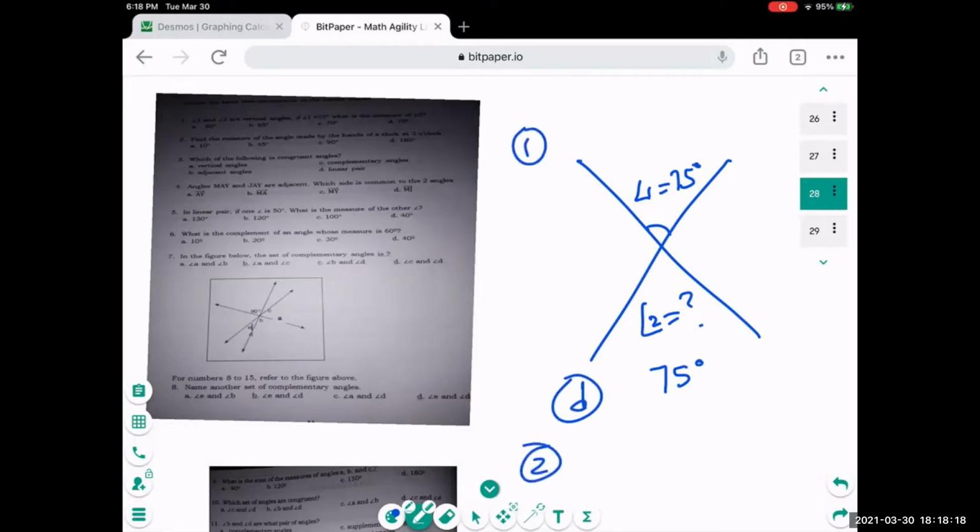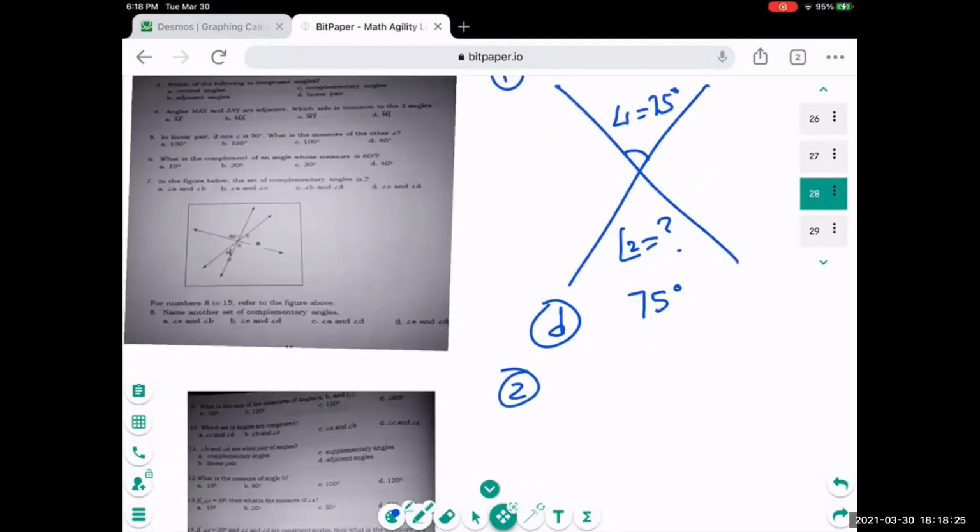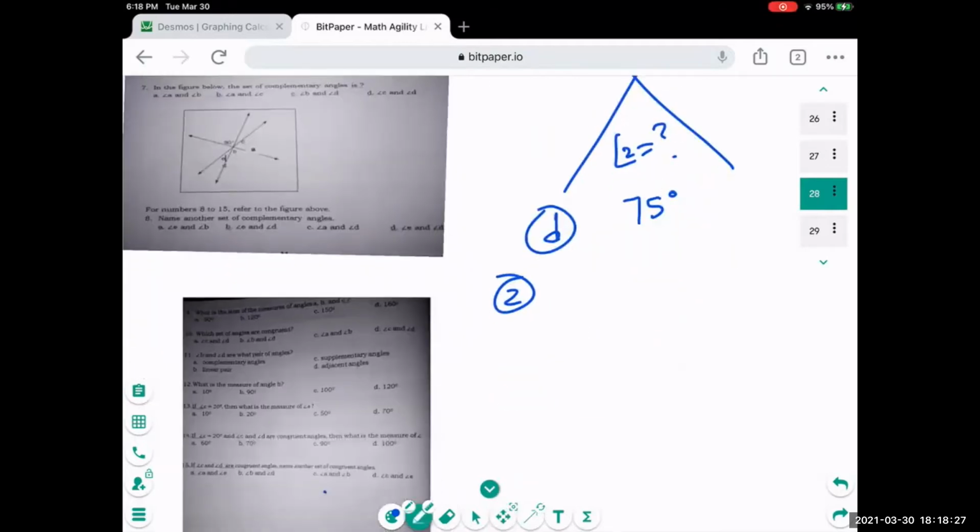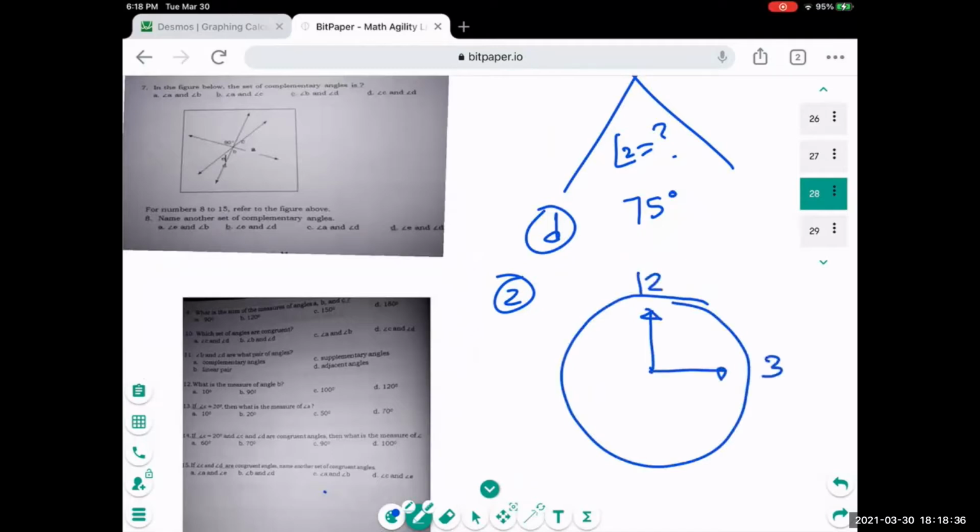And then for number 2, find the measure of the angle made by the hands of a clock at 3 o'clock. So yung analog nating mga clock, it would look like this. So the hour hand and the minute hand, right? Kung ito yung 12, this is 3. We can see in a circle there are 360 degrees and this occupies 1/4 of it. So this should be 90 degrees, right? So the answer for number 2 is letter C.